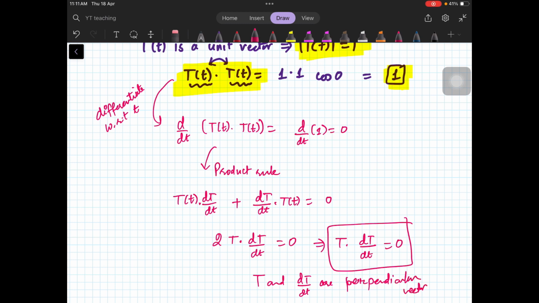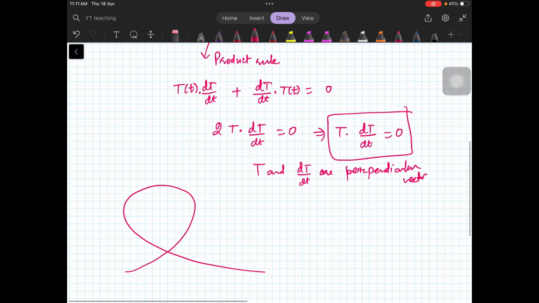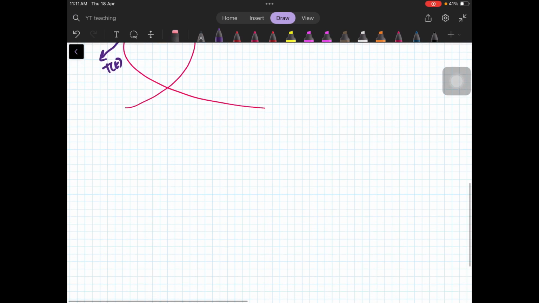If you try to visualize what we are saying, this is your T vector, which is tangent at any point. Later on you are going to use it. What I am claiming is that this vector dT by dt is a perpendicular vector. We will look at the physical interpretation of all these things in the coming videos. So this was the first property, and it was very simple to prove.